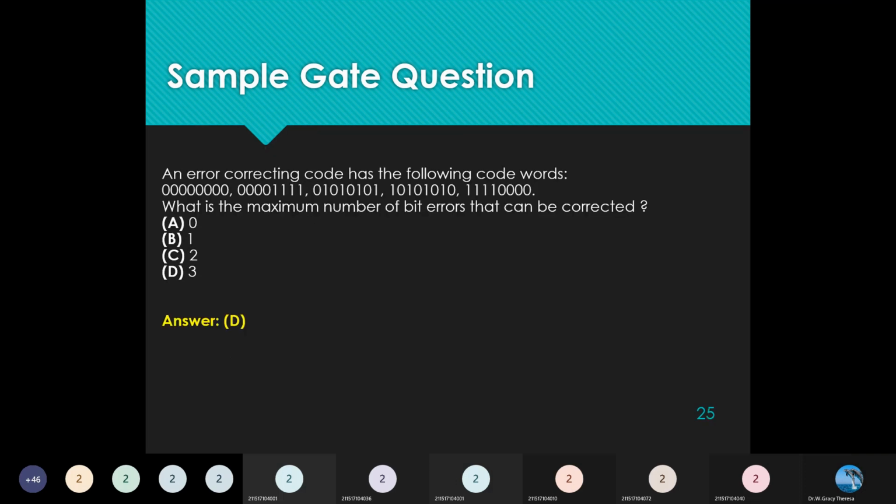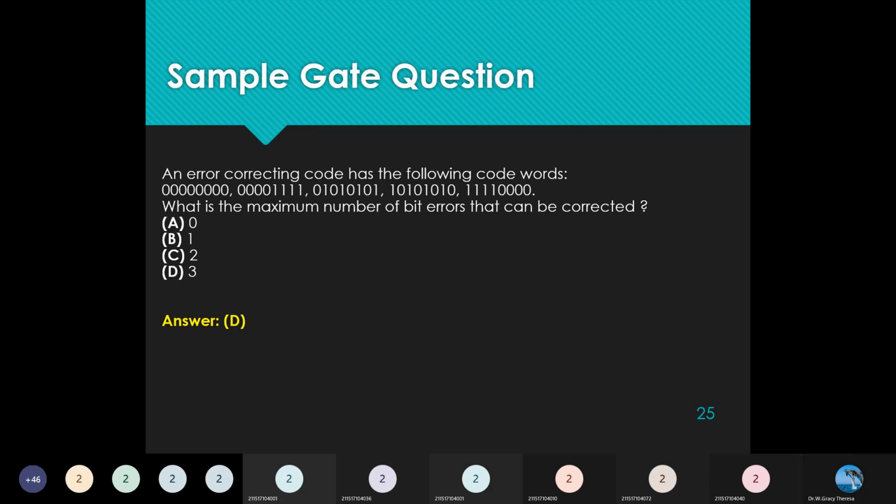So next, an error correcting code has the following code word. What is the maximum number of bit errors that can be corrected? As I said before, the maximum number of bit errors that can be corrected is only 3 bits. I have said this in the class also. The maximum error we can correct is only 3 bits. It's not more than that.